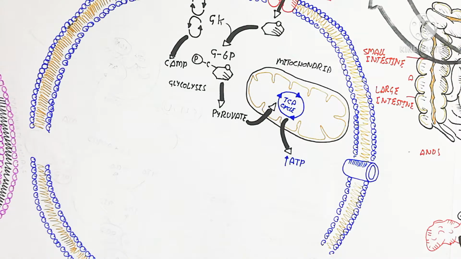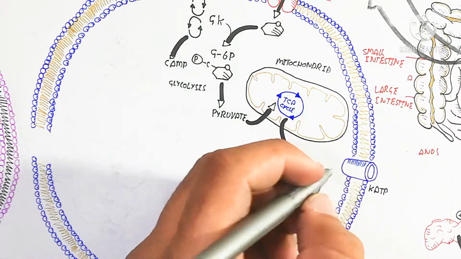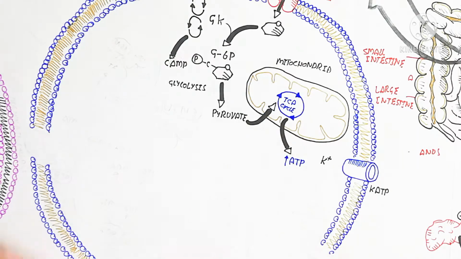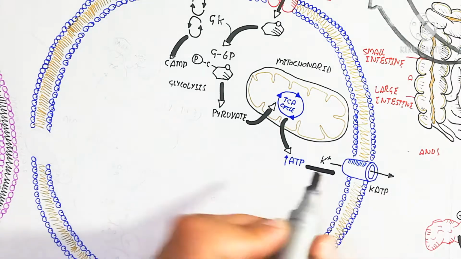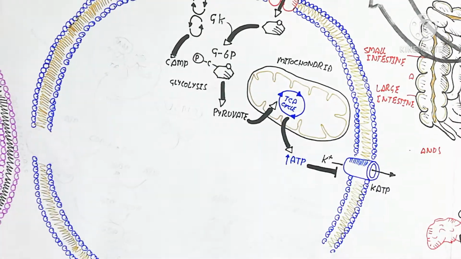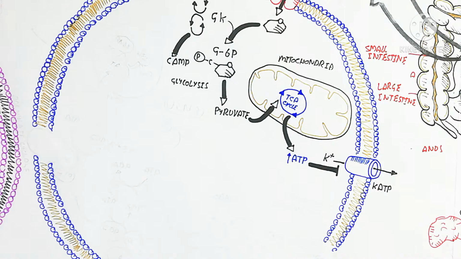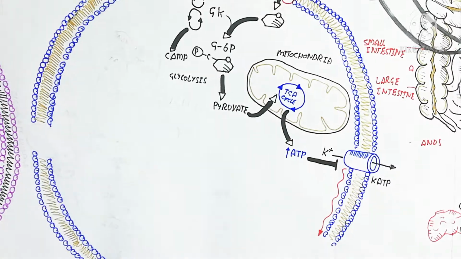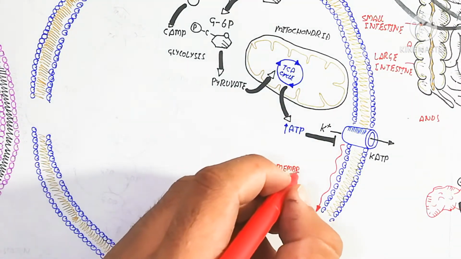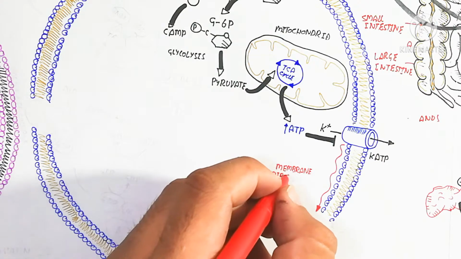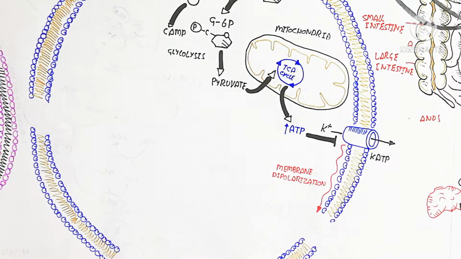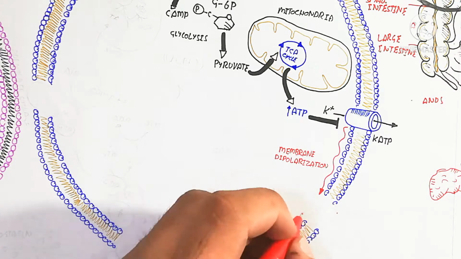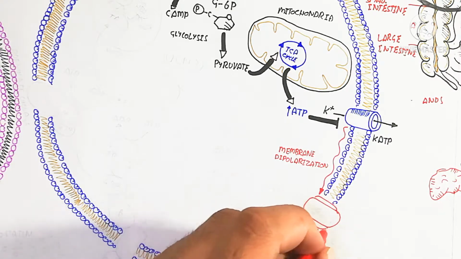So here is the mitochondria. When pyruvate moves inside to stimulate the TCA cycle, the tricarboxylic acid cycle goes into the electron transport chain to produce ATP. This increase of ATP inhibits the ATP-dependent potassium channel, which is used for the movement of potassium outside.